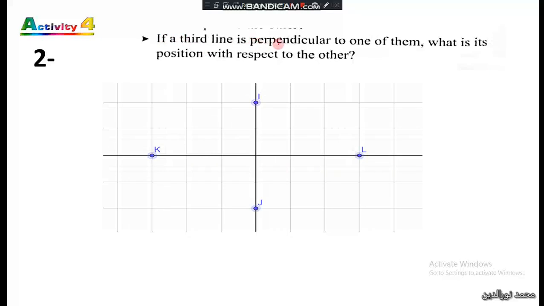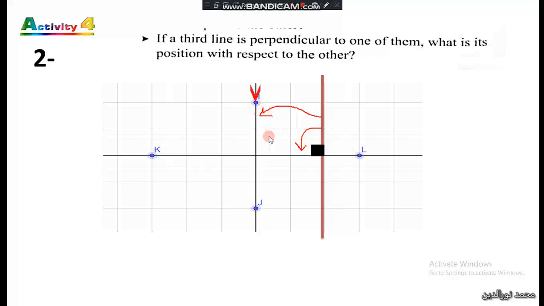And then we have again these two perpendicular lines. If a third line is perpendicular to one of them, so we will draw this red line perpendicular to KL. So what's the position with respect to the other? What's the position of the red one with respect to IJ?